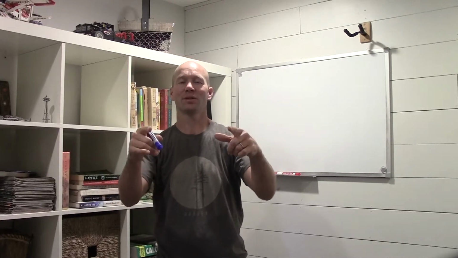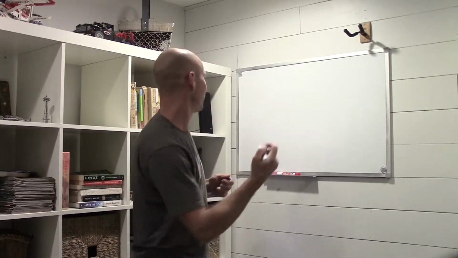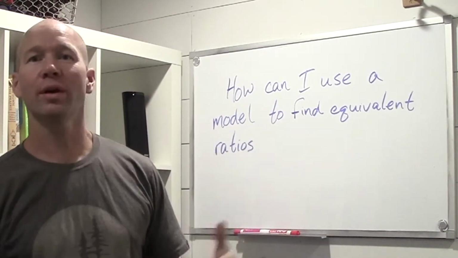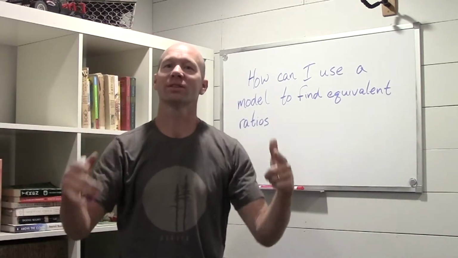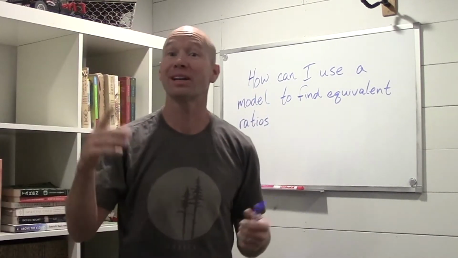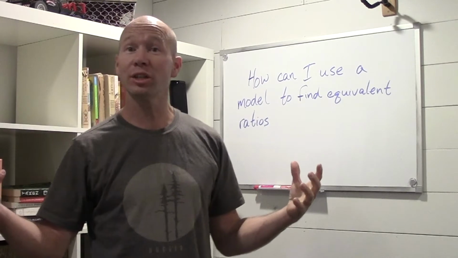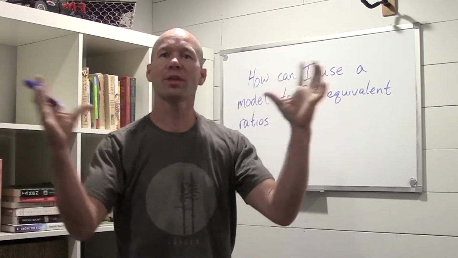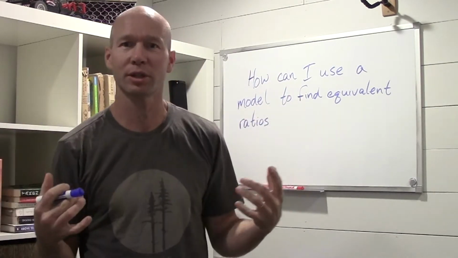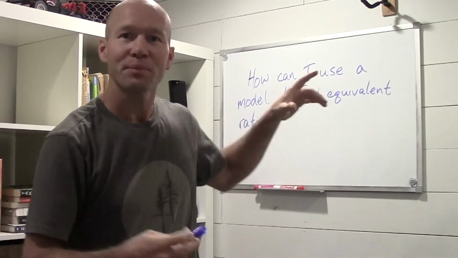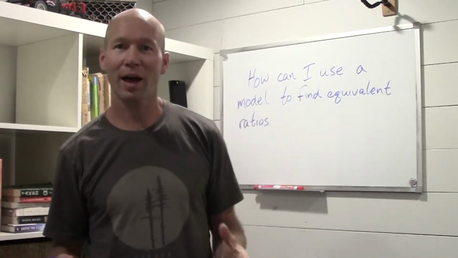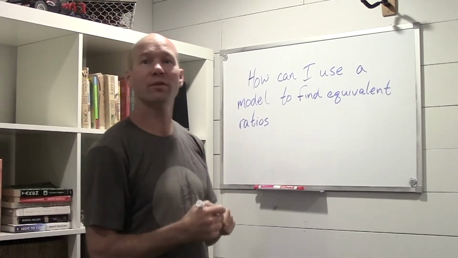Alright, Washington Middle School, we are going to get into ratios today. So I want you to think about a question. The question is, how can I use a model to find equivalent ratios? Now, our words today that we are talking about, remember those words, are equivalent ratios. So a ratio is a comparison of two numbers. How those two quantities compare to each other is a ratio. Equivalent ratios are two ratios that are of equal value. How can I use a model to find equivalent ratios?